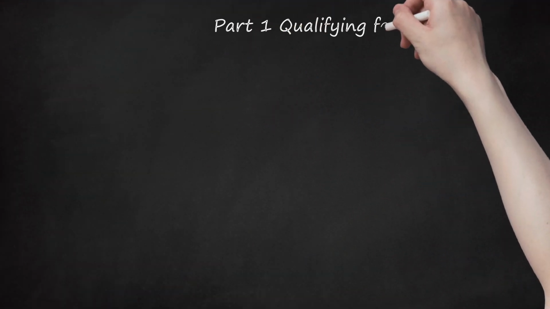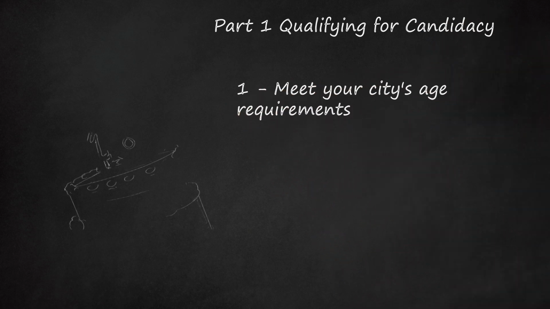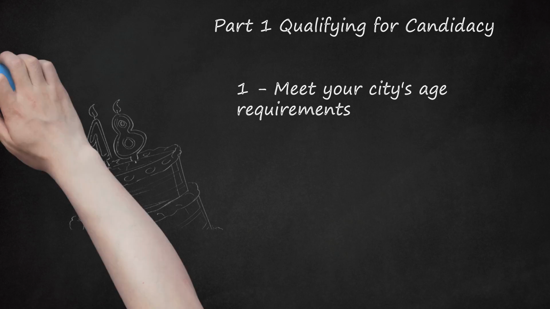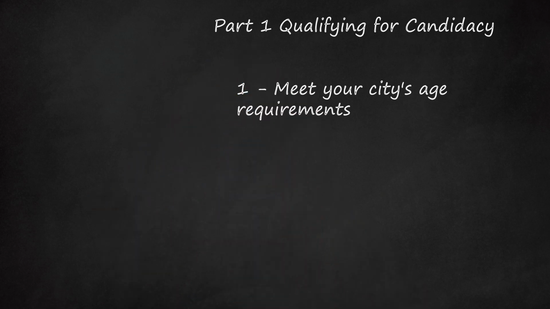Part 1 Qualifying for Candidacy. 1. Meet your city's age requirements. Before you can run for city council, you must meet certain requirements laid out by statute or ordinance. One of these requirements is always an age requirement. In order to run for public office, which includes city council, you must be over a certain age. For example, in San Mateo, California, you must be at least 18 years old to run for city council. In Denver, Colorado, you must be over 25 years old in order to run. Check your election rules to make sure you qualify.